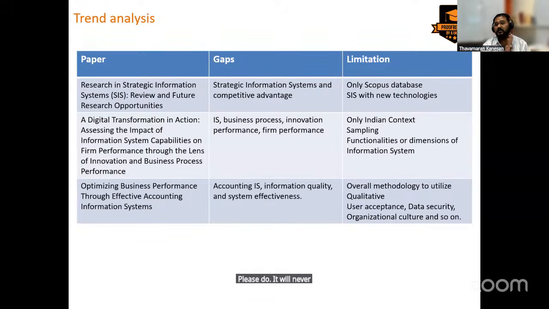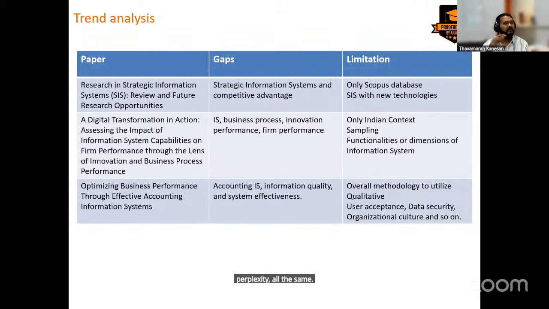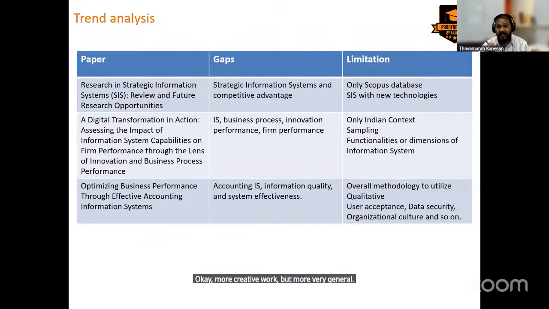It will never work, whether ChatGPT, Claude, Gemini, Genspark AI, Grok, Perplexity, Anara, all the same. All use transformer networks, that is the main brain, neural networks. They will all operate the same, only optimization differs. Claude is optimized more for software engineering. ChatGPT is still general, but they're going more medical now, trying to tune to that. Gemini is very general, more creative work. But the hallucination, the lying, is always there.